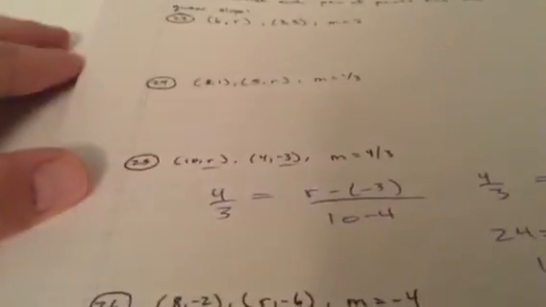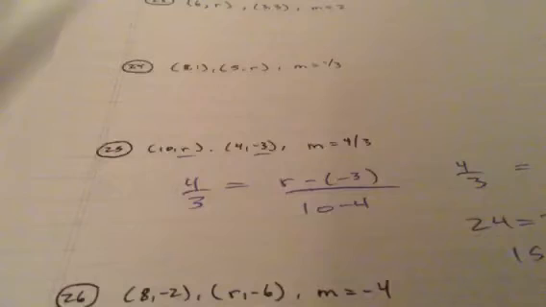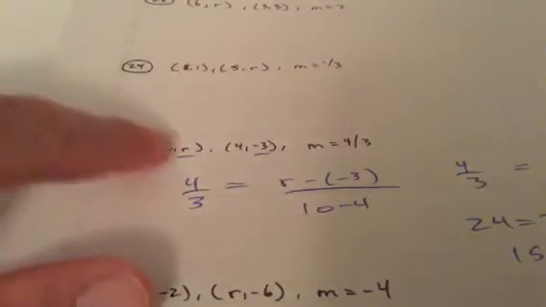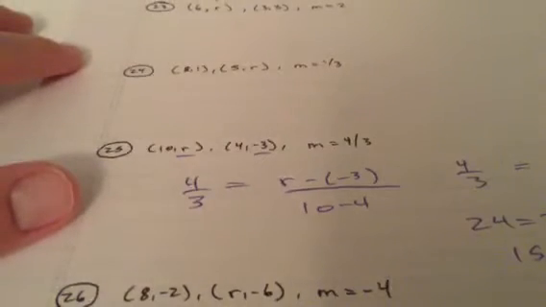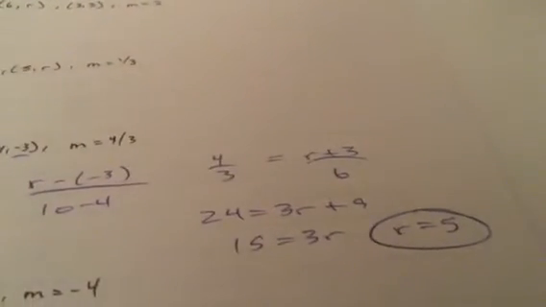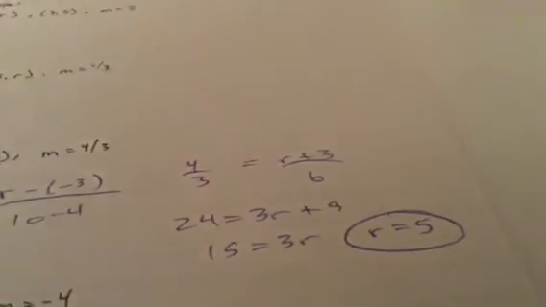Then we did 23 and 24 in class. So 4/3 is equal to the difference of your y's, r minus -3, over the difference of your x's. All right, then just cross multiply, you get r equals 5.